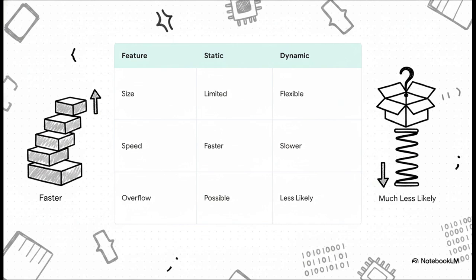On the flip side, the dynamic implementation uses dynamic memory, making its size completely flexible. This means way better memory utilization. The trade-off, it might be a tiny bit slower due to the overhead of grabbing memory at runtime, and the code is definitely a bit more complex. But overflow is way less likely, making it perfect for when you just don't know how much data you'll be handling.